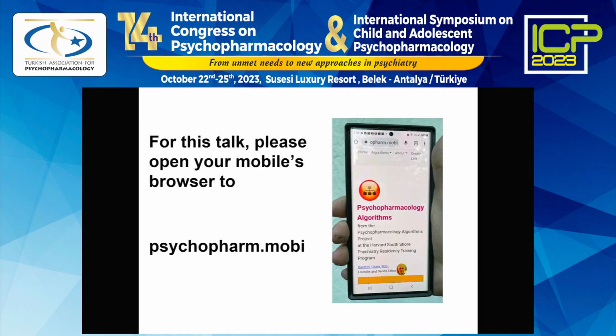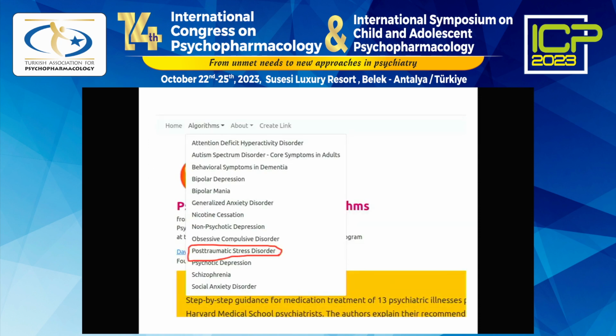So for this talk, if you'd like to, just open your mobile phone's browser to our website where we have all of our algorithms. The website is psychopharm.mobi, M-O-B-I, and this is what it looks like when you go there. If you see the top, there's a menu of algorithms. If you click on that, the list of algorithms on our website comes up.